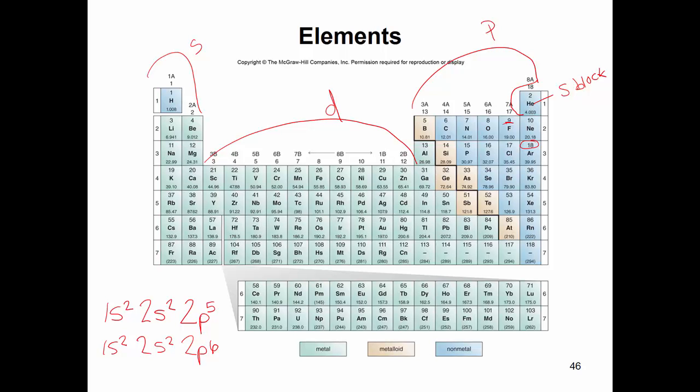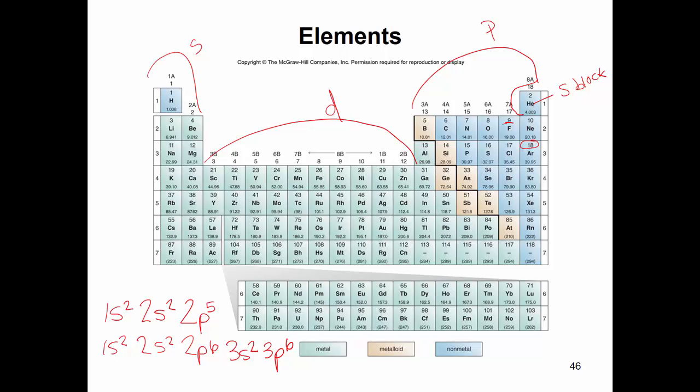I'm in the third energy level. So 3s2. And then I move over here. 1, 2, 3, 4, 5, 6. So I have 3p6. This is a noble gas. All of its orbitals are full. And if I count 12, 13, 14, 18, I've got 18 electrons represented.